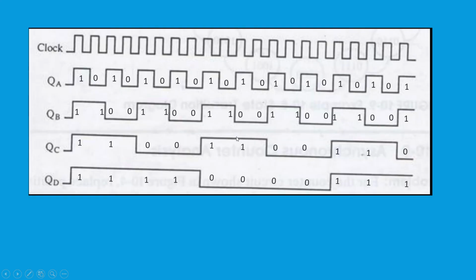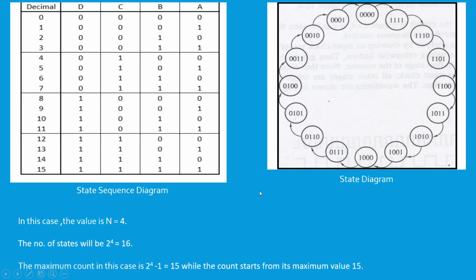The timing diagram for the 4-bit counter will be like this. Since the clock pulse which is input to the first flip-flop has 16 states, then for QD we will get this type of timing diagram. On putting these values in the state sequence diagram, we will get this type of state sequence diagram. Here we will see that it starts its count from the value 1111, which is decimal equivalent 15, and goes on counting till its minimum value 0, whose binary equivalent is 0000. The state diagram also suggests the same.